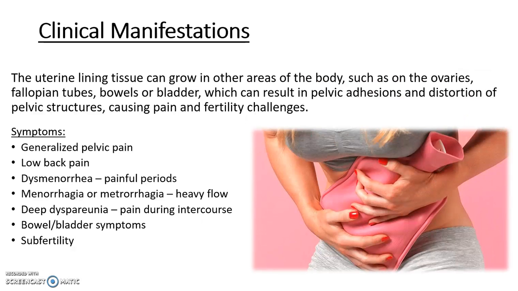Clinical manifestations. As I mentioned in the previous slide, endometrial tissue grows outside of the uterus and can grow in various areas of the body, such as on the ovaries, fallopian tubes, bowels, or bladder, which can result in pelvic adhesions and distortion of pelvic structures, causing pain and fertility challenges. Some of the signs and symptoms of endometriosis include generalized pelvic pain, low back pain, painful periods, heavy menstrual flow, pain during intercourse, bowel and bladder symptoms, and subfertility.